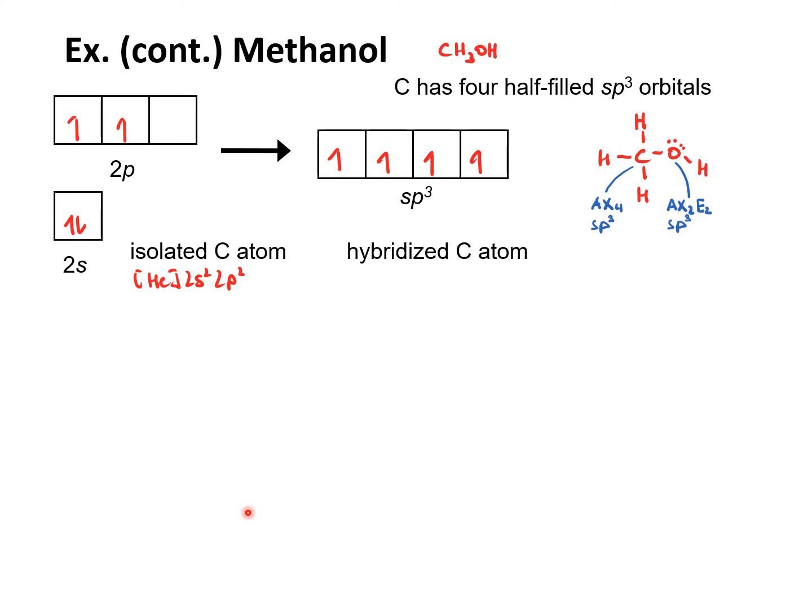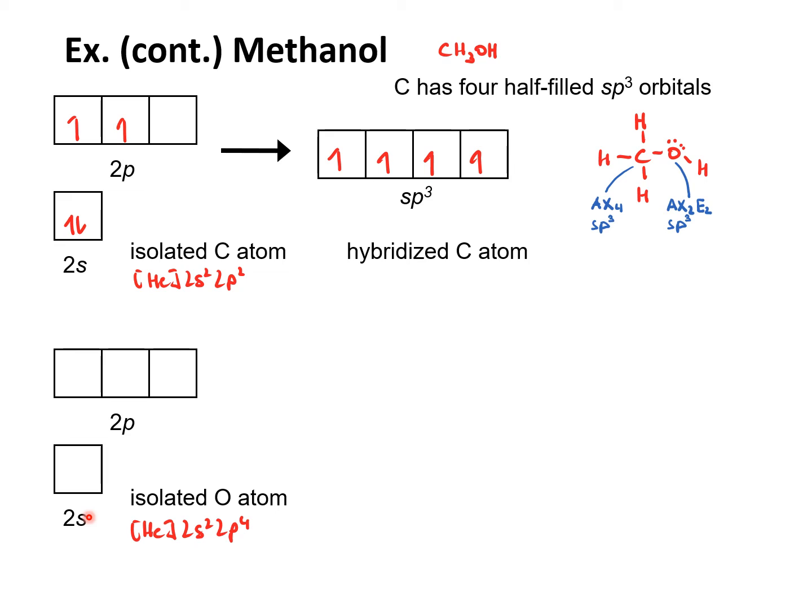Next, looking at oxygen, we can see the electron configuration, which being in group 16 and based on its position in the periodic table, can be written as helium, 2s2, 2p4. So in this case, we see that oxygen has 6 valence electrons. And again, looking at the atomic orbital diagram for oxygen, we will place those 6 valence electrons as shown here.